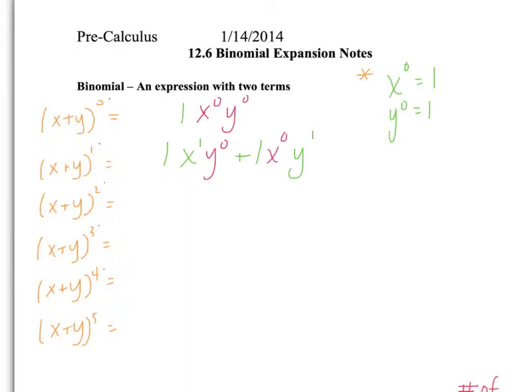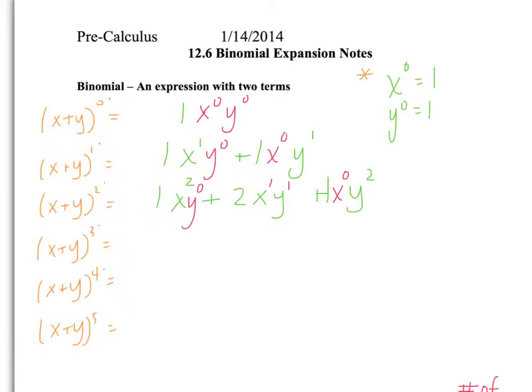X plus y squared, sorry, is going to be x squared plus 2xy plus y squared. That's what happens when we FOIL that out. Again, adding in some placeholders. This is a coefficient of 1. This is a coefficient of 1. Adding in a placeholder of y here to the 0, and an x here to the 0. These are both to the 1, x to the 1, y to the 1.